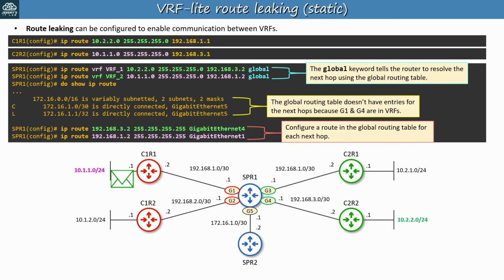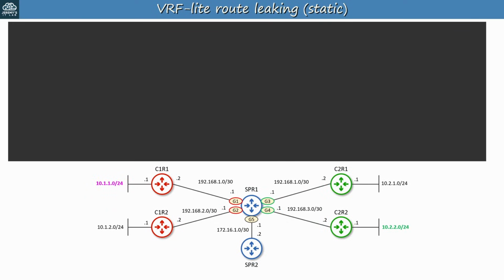Before testing, let's do some verification on SPR1. Let's look at SPR1's routing tables to see those 4 routes we configured. Here is the VRF1 route to 10.2.2.0/24. When looking at the routing table, there's no indication that the next hop must be resolved using the global routing table instead of VRF1's routing table.